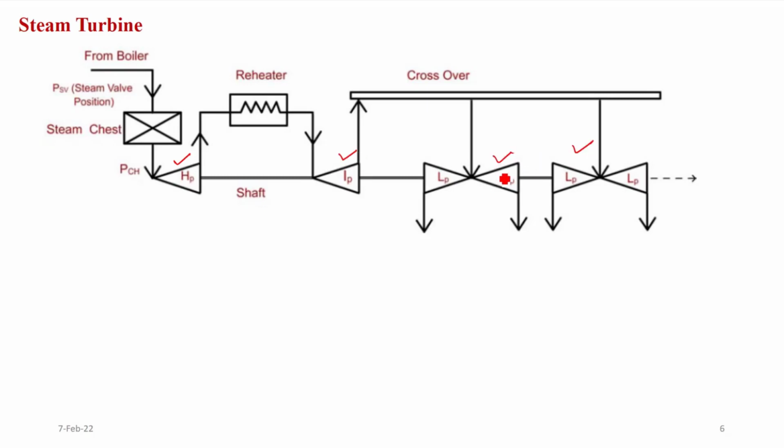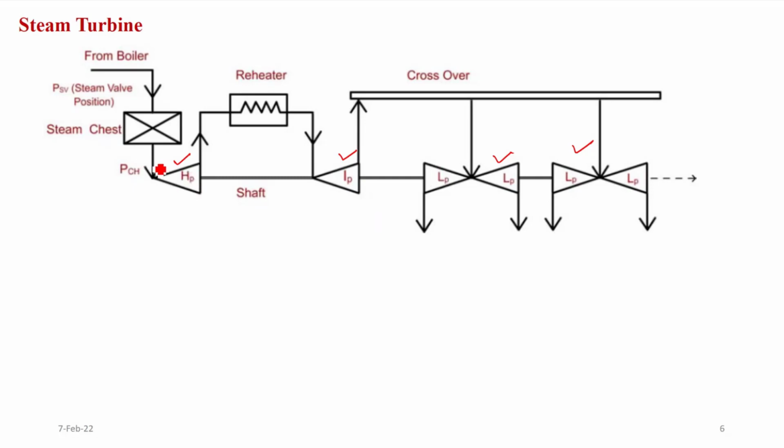And in case of low pressure turbine, we can have also multiple stages. But when we model for the simplistic point of view, we'll only consider two stages: high pressure, low pressure, or high pressure, intermediate pressure. We can directly only consider high pressure and low pressure also, right?